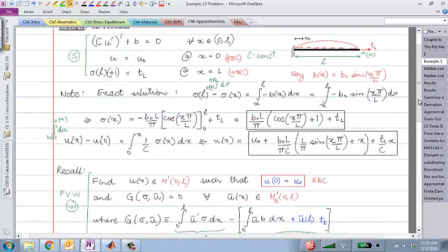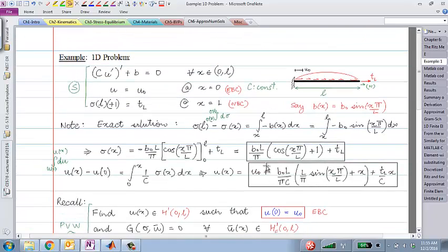Okay, this is the exact solution. In general, of course, we will not know the exact solution beforehand. So let's see, when we actually follow our approximate solution method, we get some approximate solution. How does that approximate solution compare to this exact solution? Okay, so let's see how to do that.